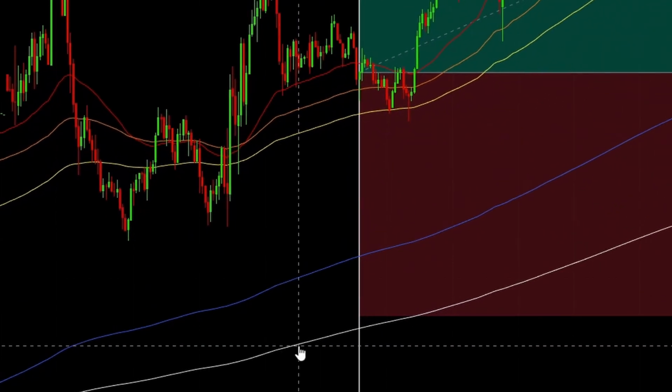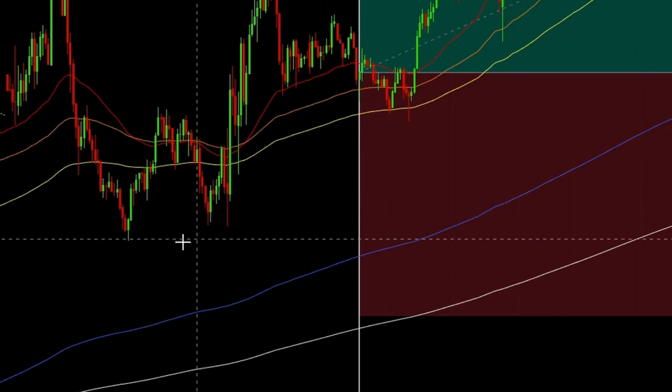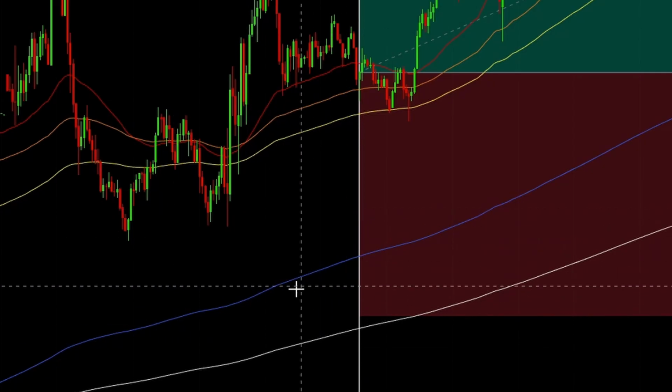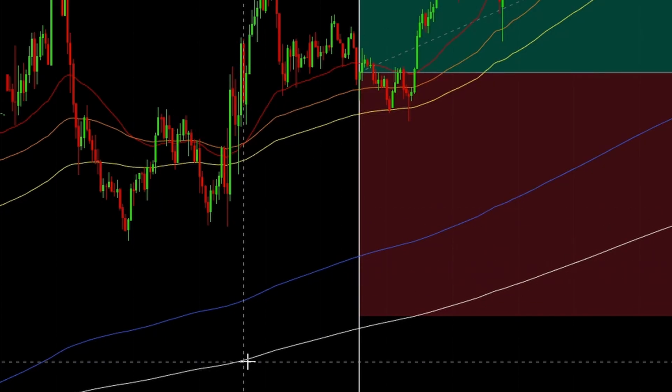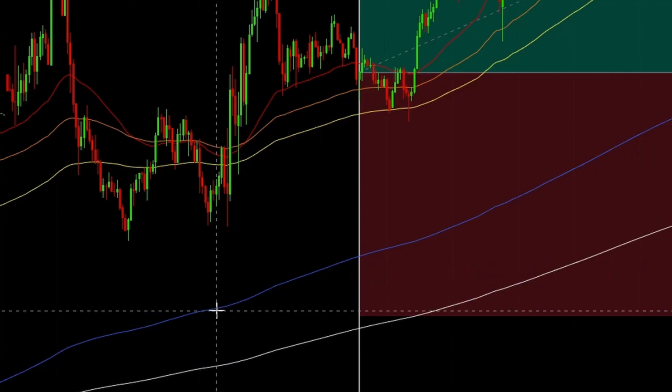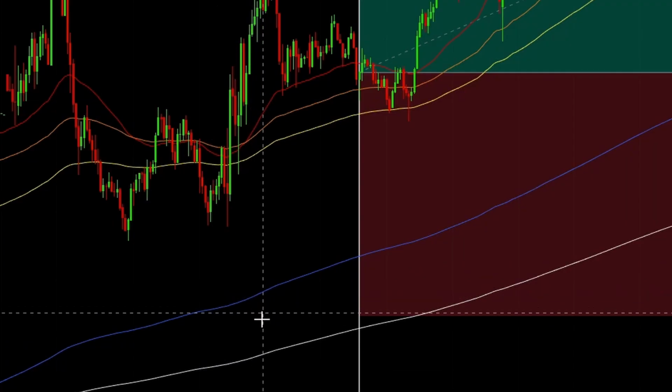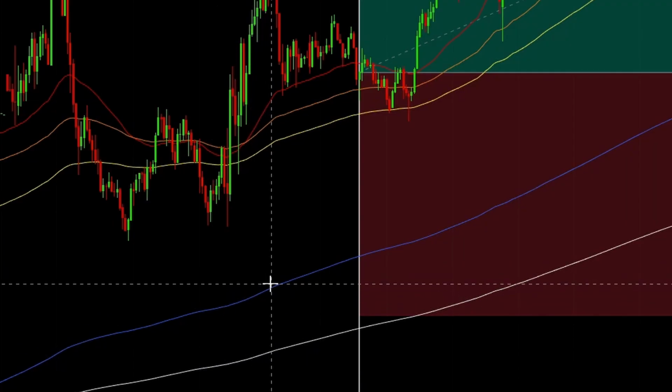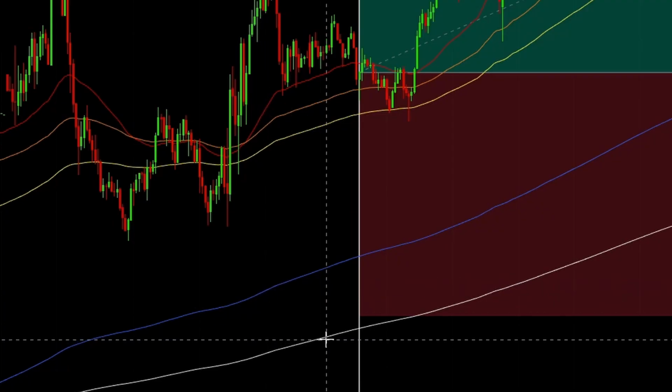Now under that you can see the other 2 MAs, which is in the second MA ribbon. The blue line is the 450 length and the white line is the 800 length EMA. For a valid long entry, this blue line should be above the white line, so the faster moving EMA should be above the slower moving EMA.